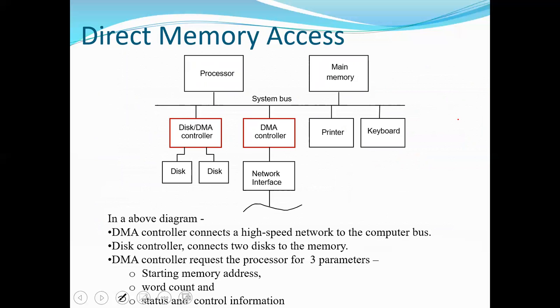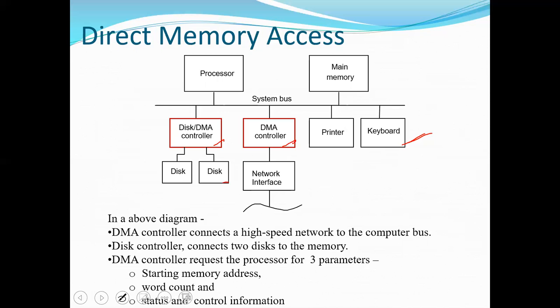For slow devices, like the keyboard, there is no need for direct memory access, because we are entering the data slowly, correct? So a DMA controller is not required in such devices. For printers there can be a DMA controller; again, it depends on how the system is designed. There is a DMA controller here for the hard disk, and one more DMA controller. So for each device, there can be a DMA controller.